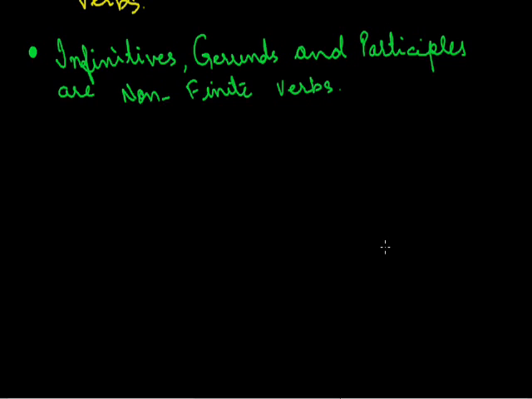Finite verbs are those which are limited by number, person and time. And non-finite verbs are not limited by number, person and time. In my last class, we studied gerunds and now we'll start infinitives. As I told you, the infinitive is 'to' plus verb 1.